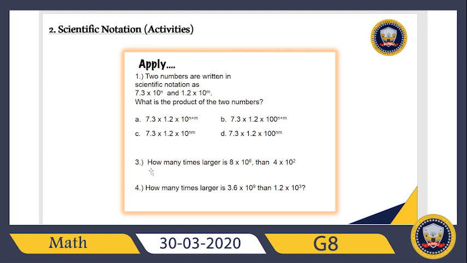Okay. The third question. How many times larger is 8 times 10 to the power of 6 than 4 times 10 to the power of 2? Remember, we did an example similar to this when we were speaking about the planets last session. The same thing here: how many times larger is 3.6 times 10 to the power of 9 than 1.2 times 10 to the power of 3? It's the same way of solution.